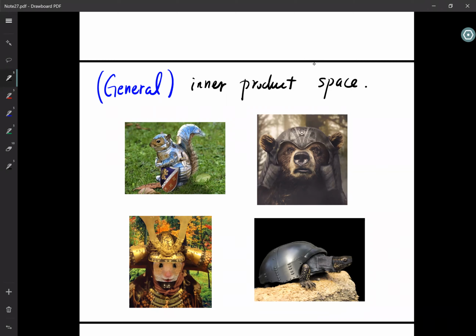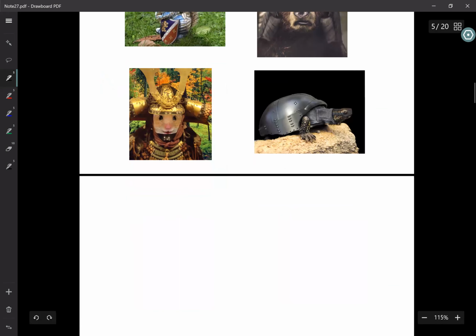Okay, so let's now define what a general inner product space is. So first of all, what is an inner product on a vector space V?